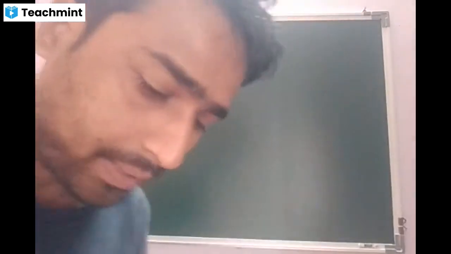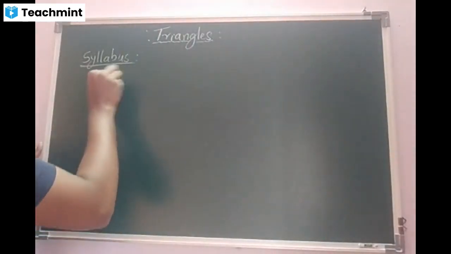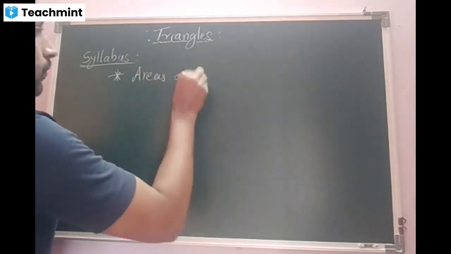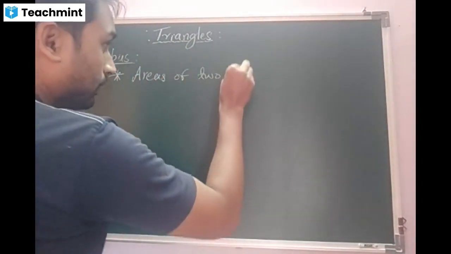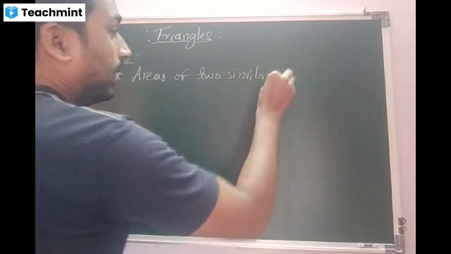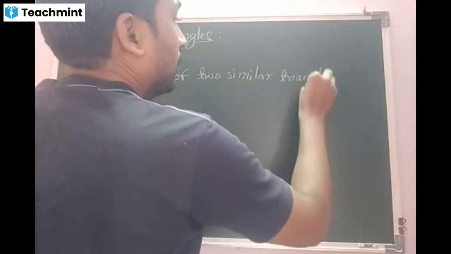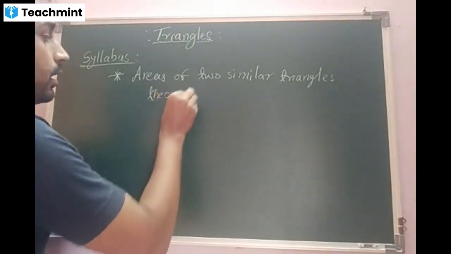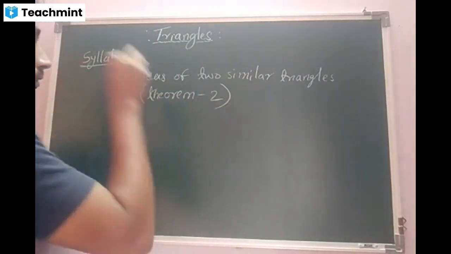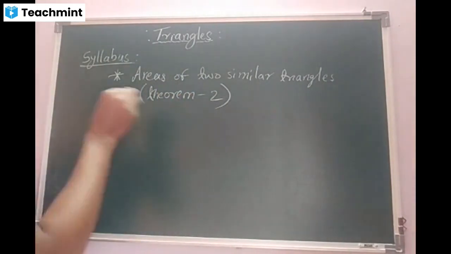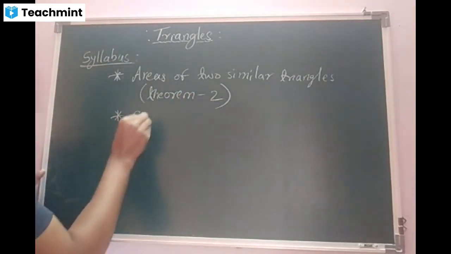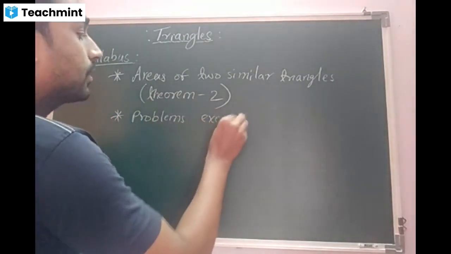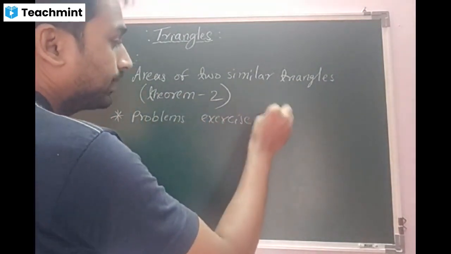The fourth aspect of the syllabus is areas of two similar triangles, which is nothing but theorem number 2 for your syllabus. Based on this, you need to solve the problems, nothing but exercise 6.4.